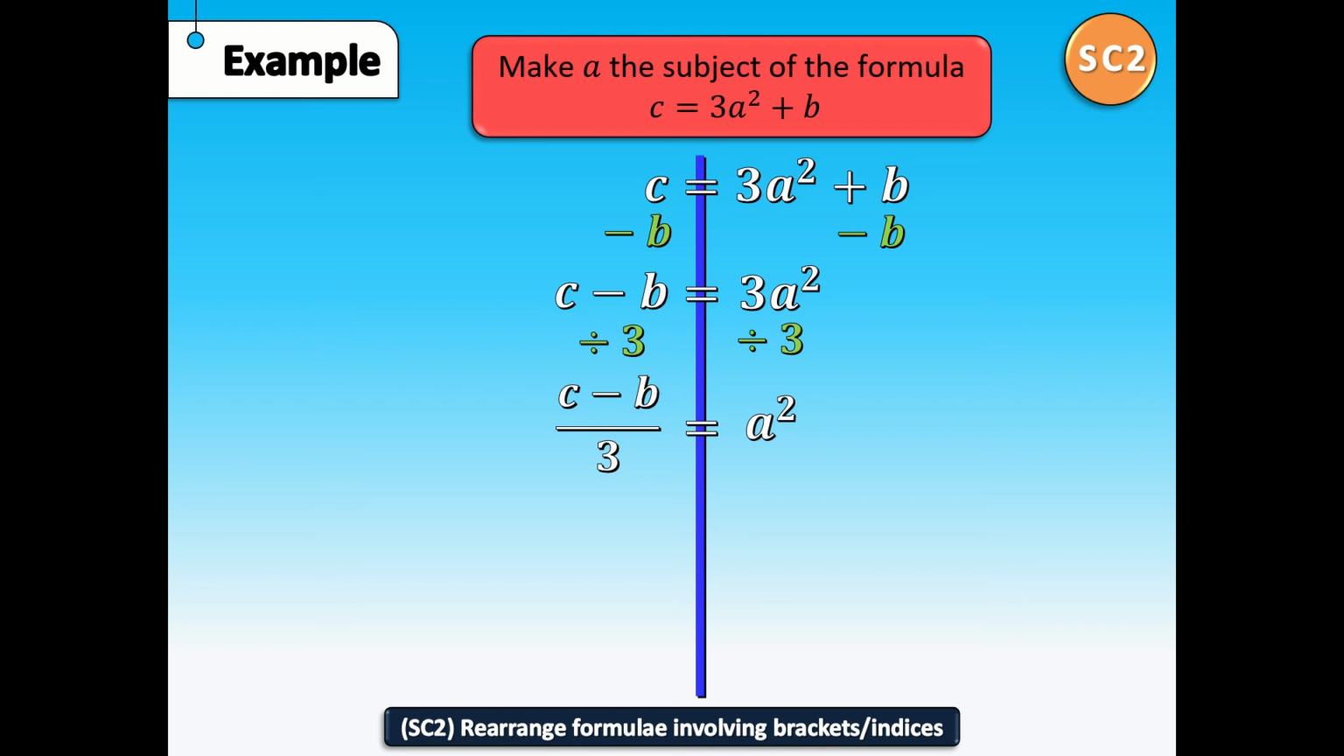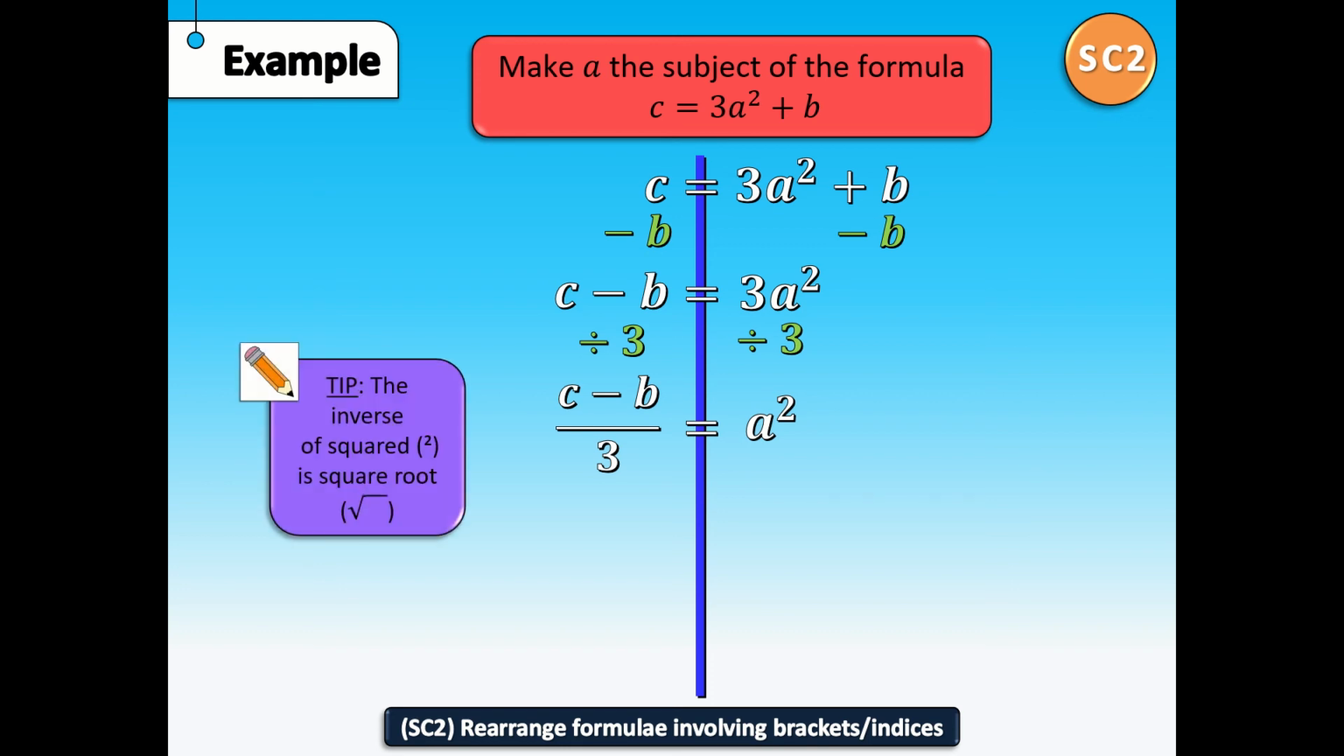Now the opposite of squaring something is to square root it. So we need to square root both sides. So the square root of C minus B over 3 equals A. And we've made A the subject of the formula.